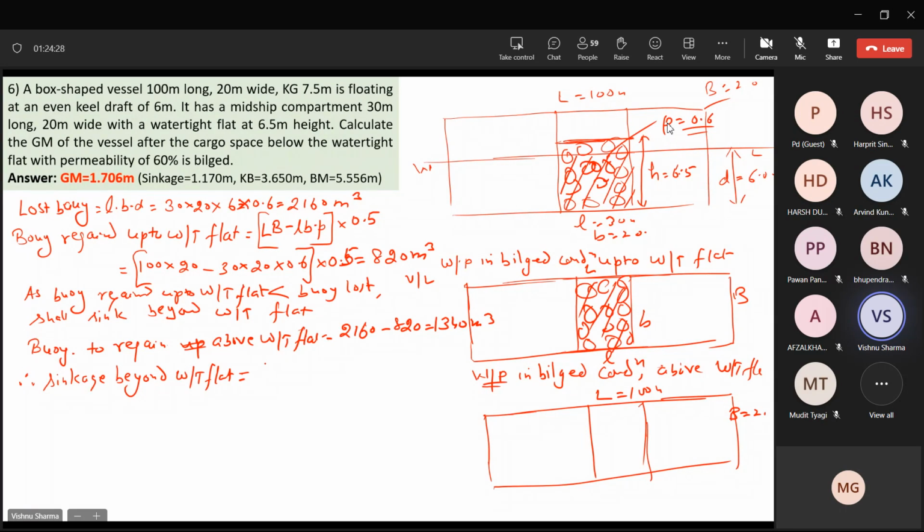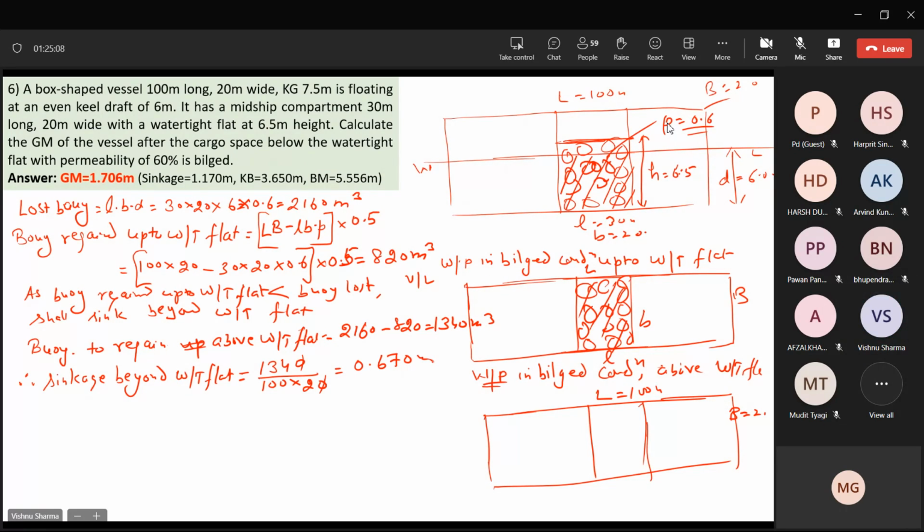Speak to yourself fully. You can't keep writing everything in statements, otherwise you'll never be able to close the paper. Talk to yourself. Buoyancy yet to be regained 1340 divided by the intact water plane for this regaining depth, and you look at it, it's 100 into 20. So this is 0.67, right?